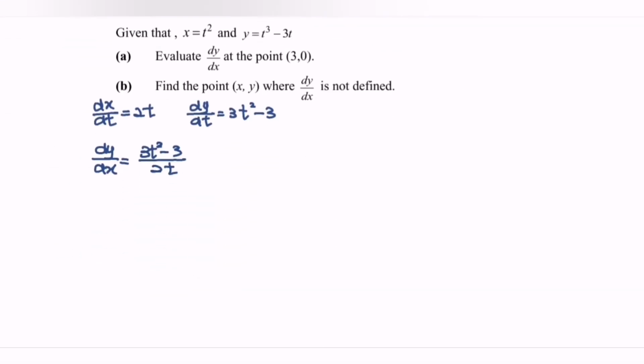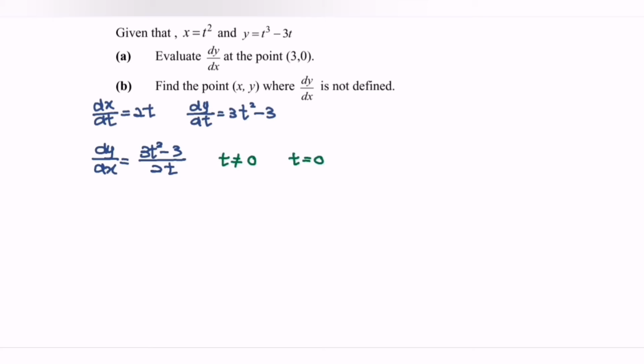Now we are going to discuss B. Find the point (x, y) where dy/dx is not defined. In order for dy/dx to be not defined, it means that t cannot be equal to 0. So here they stated for what value dy/dx is not defined. The answer is t equals 0.